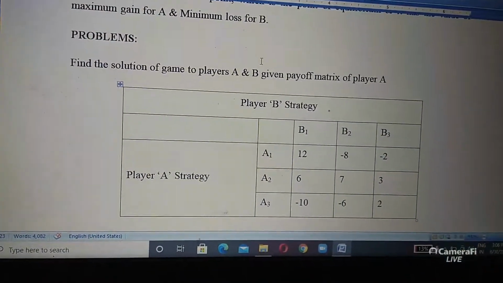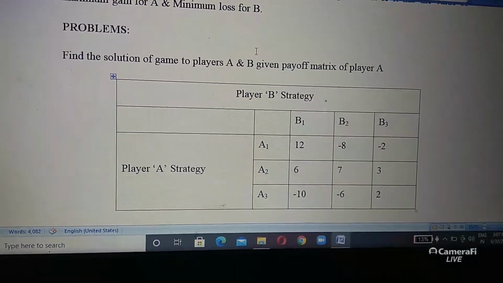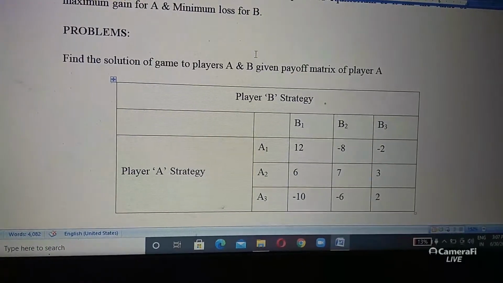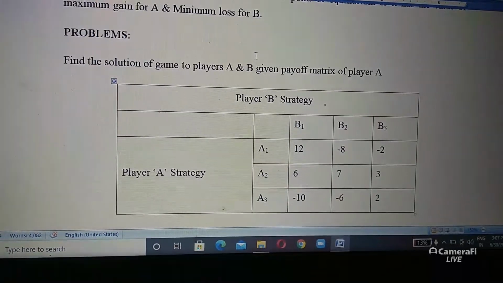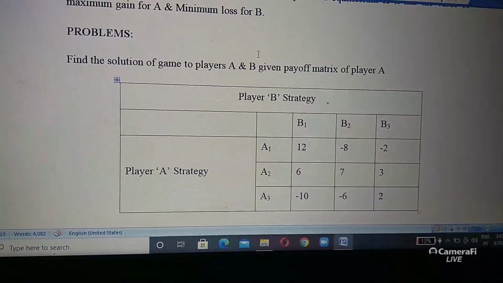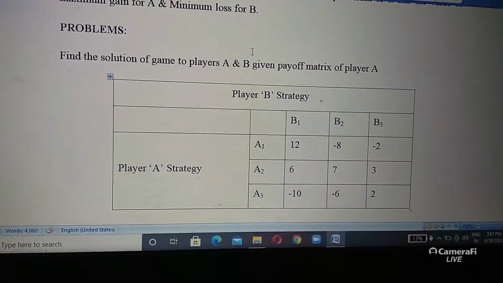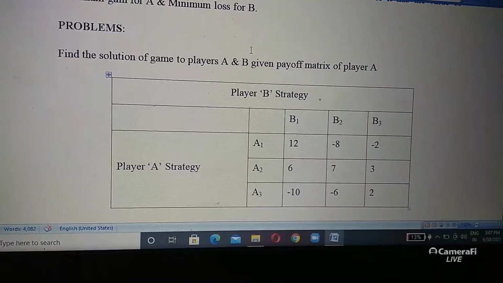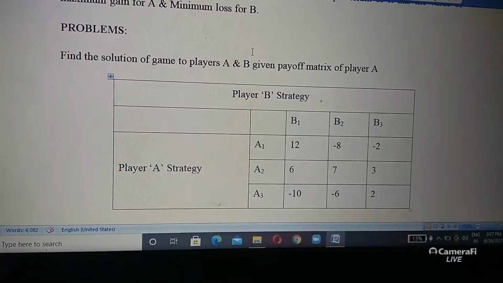You see this problem on saddle point here. Find the solution of the game to players A and B, given the payoff matrix of player A. Player B strategy and player A strategy are given at the top and left side. Here A1, A2, A3 and B1, B2, B3 information is available. The values row wise are 12, minus 8, minus 2, and next 6, 7, 3 and minus 10, minus 6, minus 2.